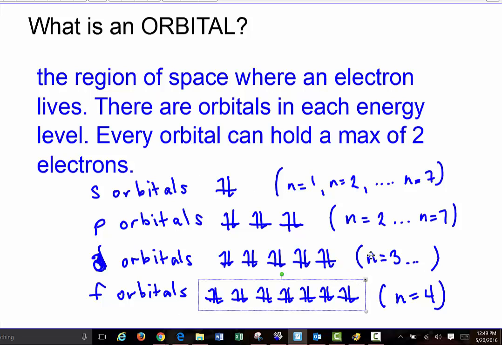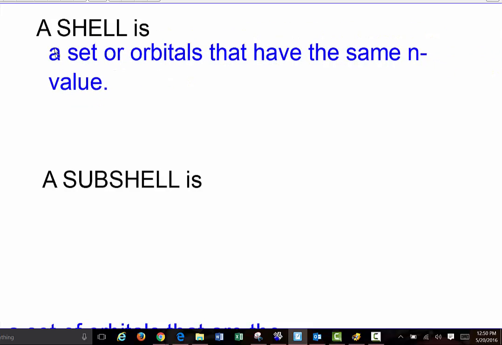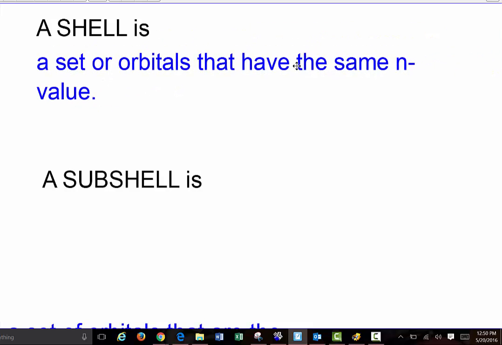A shell then, a shell and a subshell are just 2 other words that we're going to throw around a little bit in this unit. And so a shell, if we're talking about a shell, we're talking about a set of orbitals that have the same n value. So for example, if we think about n is equal to 3. Okay, n equals 3, that's an n value. That's the 3rd energy level.